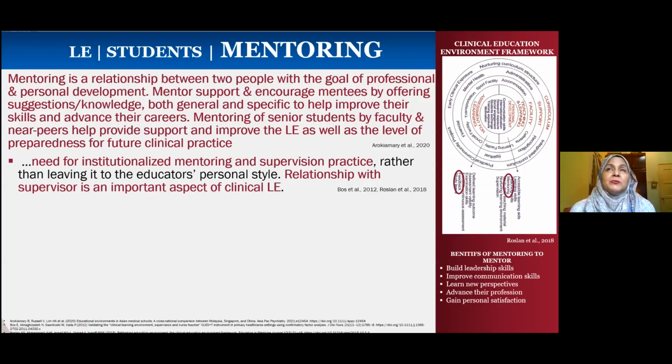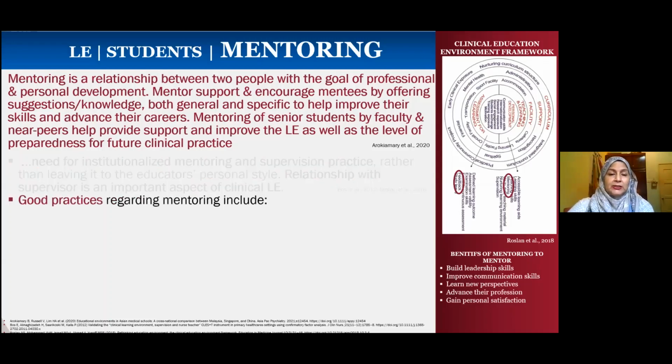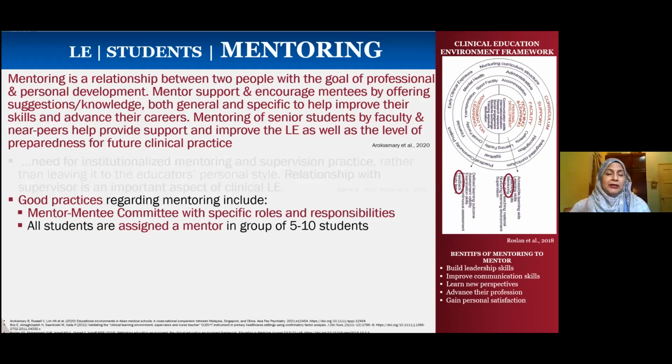I think there should be a specific pattern, a specific method of doing the mentoring for all the students, and the relationship with supervisors is an important aspect of clinical learning. Good practices regarding mentoring include the mentor-mentee committee with specific roles and responsibilities. So there is a committee looking after all the issues of the mentors and mentees.